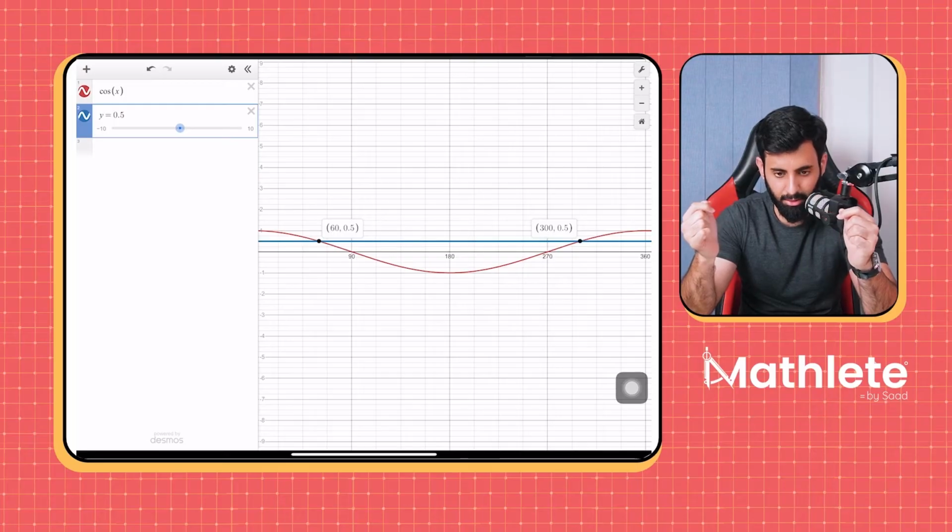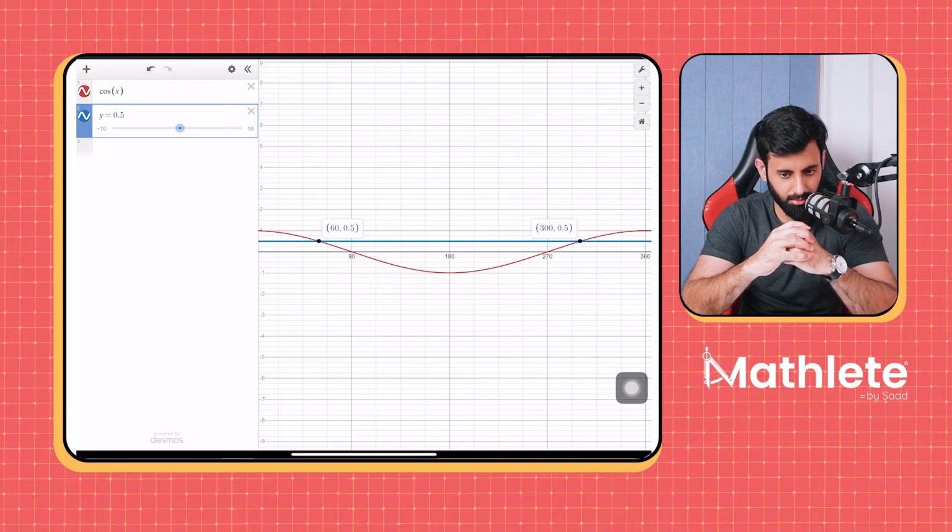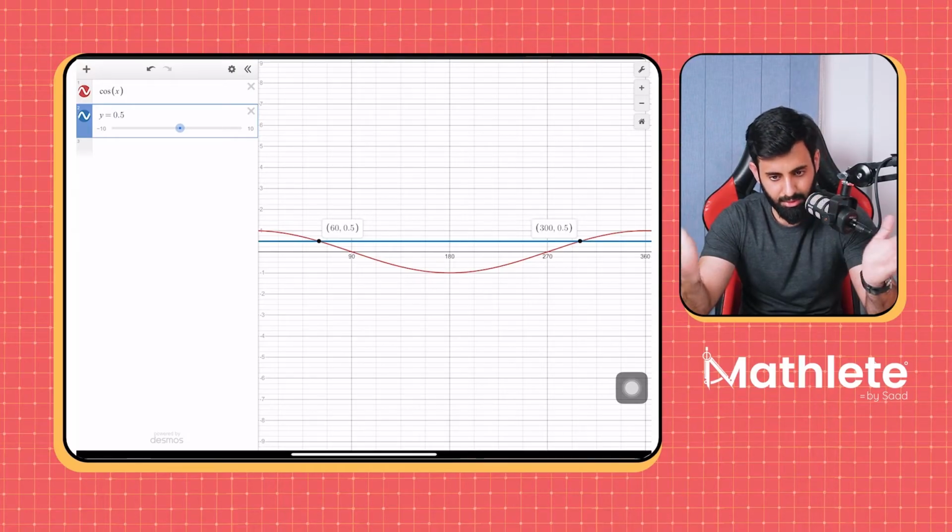What's the main pattern over here? Like, what's the key takeaway here? Common difference of 360. Perfect.